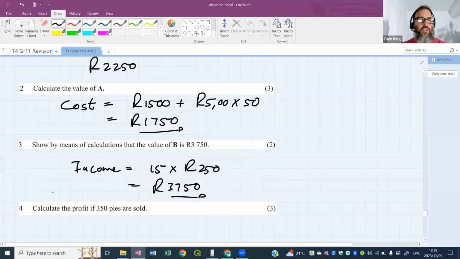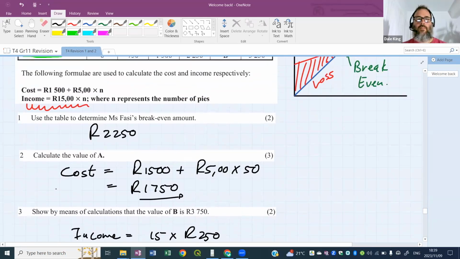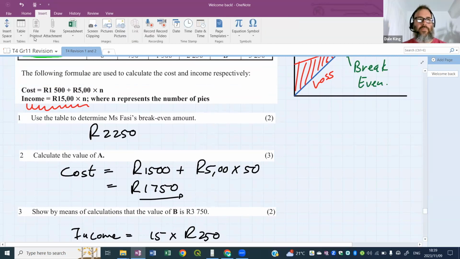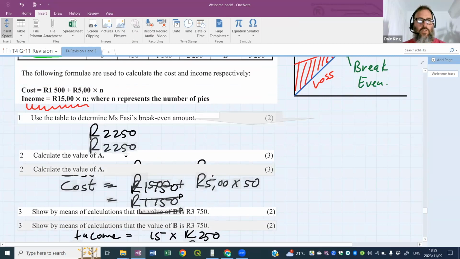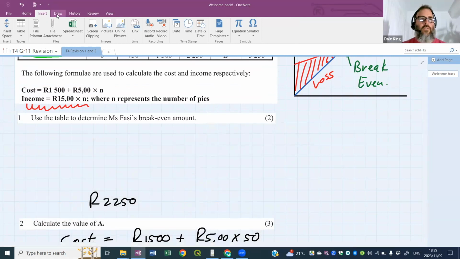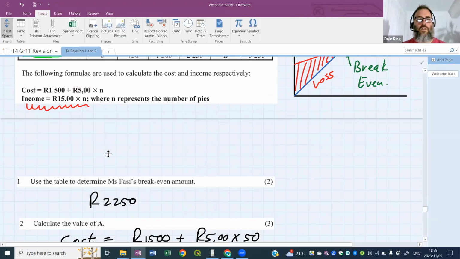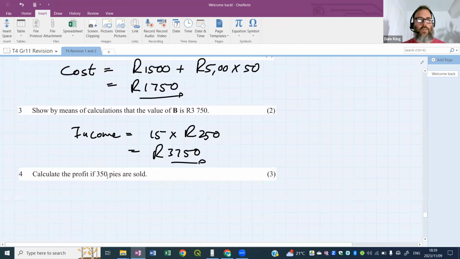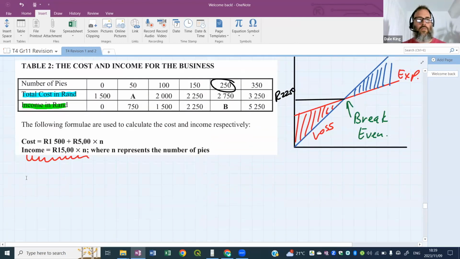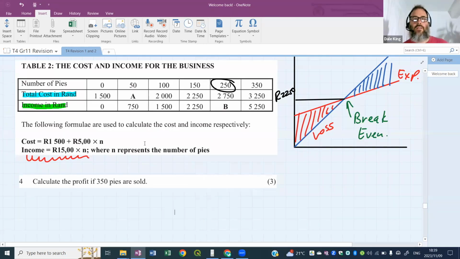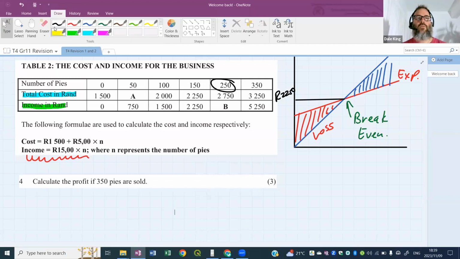Number 4, calculate the profit if 350 powers are sold. All right, what I'll do is bring that question up. Just bear with me because you need to see all the stuff. I'm going to make some space for it. All right, here comes the question, so we can see everything. There we go. Question 4: calculate the profit if 350 powers are sold.